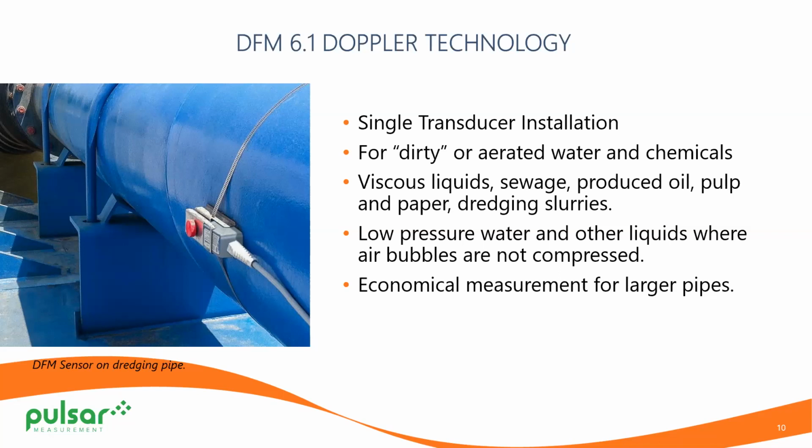Viscous liquids, sewage, produced oil, frac water, pulp and paper type applications like liquors and that type of thing. Dredging slurries, this is used a lot in dredging. Also for HDD mud, in drilling, like where we're doing trenchless technology, where you're laying a pipe under the ground and you're pumping drilling fluid down there that's got a lot of stuff in it. And also the return drilling fluid contains a lot of, heck, it could be roots, dirt, anything, but that's perfect for the Doppler. Again, low pressure water, other liquids where air bubbles are not compressed. And it's a real economical measurement for larger pipe sizes.